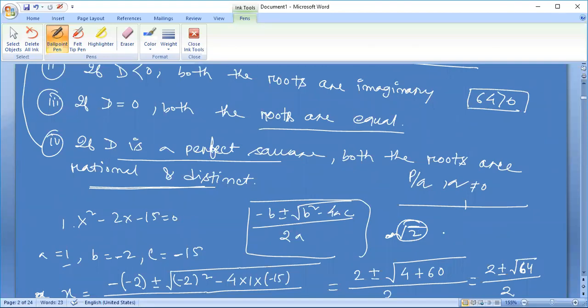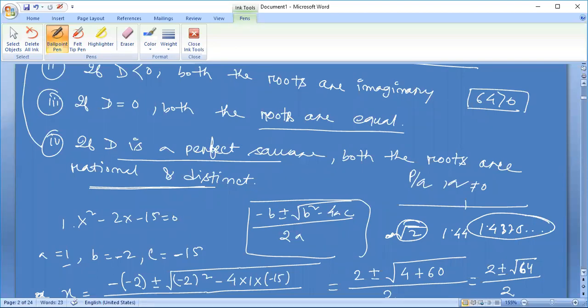If you find out root over 2, the approximate value will be 1.44. But it will be an approximate value. The value will be like 1.4378, something like this. It will never end. Yes or no? So it is a what? Irrational number. So now see here.